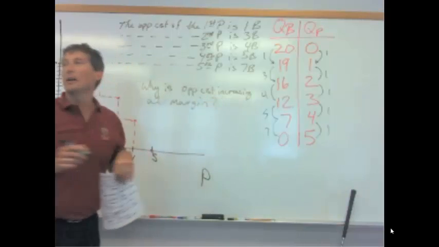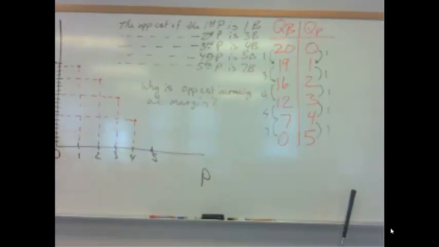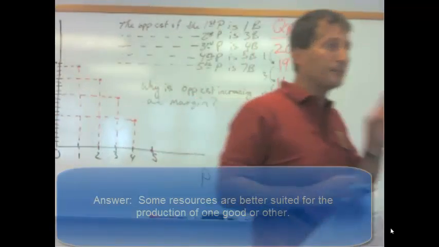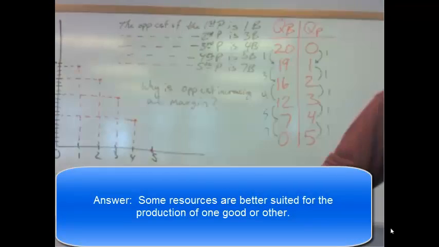So for now, it's your homework question for next class. Why is opportunity cost increasing at the margin? On a separate piece of paper, I'll have you turn this in next time. Bring back the answer to that. We'll see you on Friday.